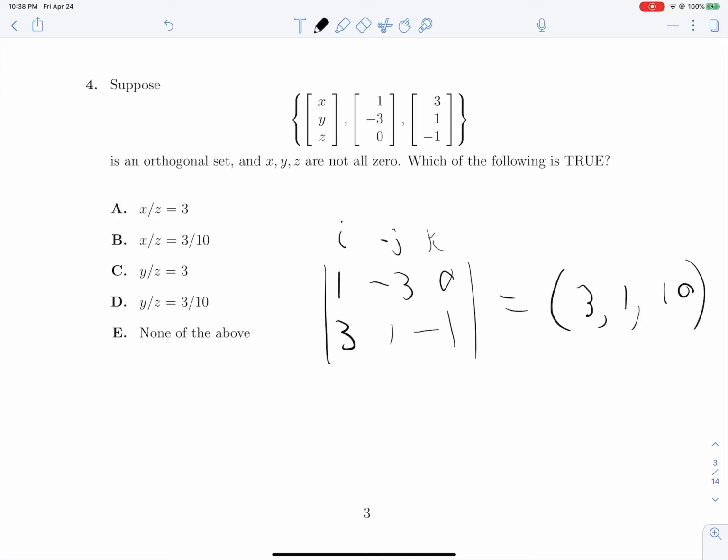So any linear, not linear combination, but any constant multiple of this vector right here, we can rewrite in the same kind of way that they do up here, as 3, 1, 10, will be mutually orthogonal to 1, negative 3, 0, and 3, 1, negative 1. So which of the following is true? Well, looking over here, x over z, well, if x is 3 and z is 10, or any multiple of those, then 3 over 10, that checks out right there. So 4 is B.